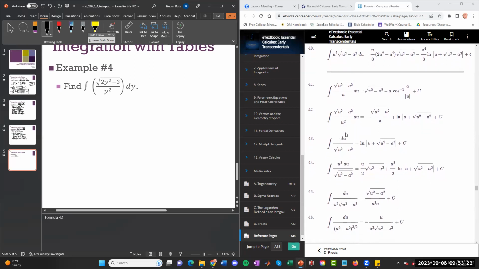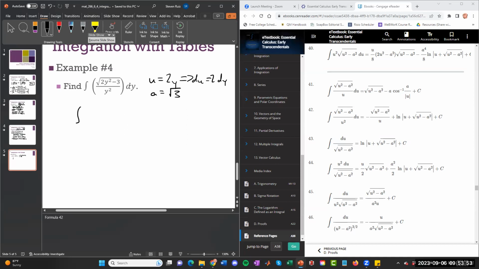So 42 looks close. Let's try to set up the substitutions that are going to help us get there. What's our u? I got to vote for 2y, which would make du equal to 2 dy. What's our a? Root 3, right? Okay, so let's try to modify this.